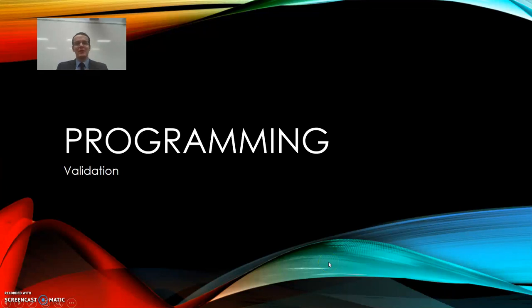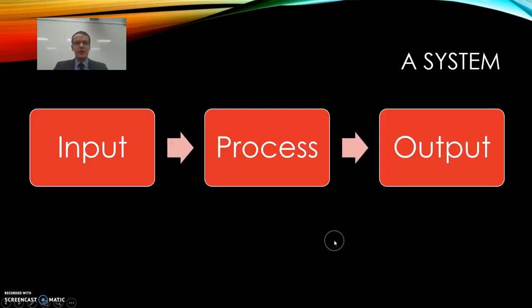Okay, so today we're talking about programming. In particular, we're going to be looking at validation for user input in this video. So a system starts with your input. The input might be data, and that data is then processed by the system. It might manipulate that data in some way, or that data might be to print something out, or whatever it might be. So it performs that process, and then output is the result.